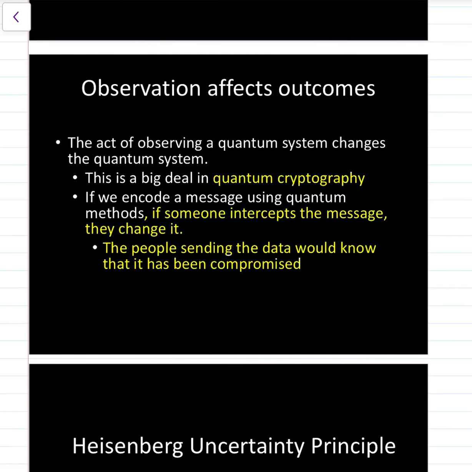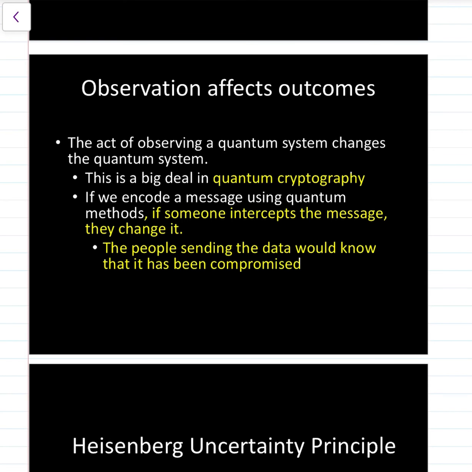it's not that you can't decode it, but the people that are sending the information would know that it's been compromised, which doesn't happen with the regular non-quantum information. If somebody hacks into my email, they don't change my system necessarily, so they could be in my email looking at things and I would have no idea.